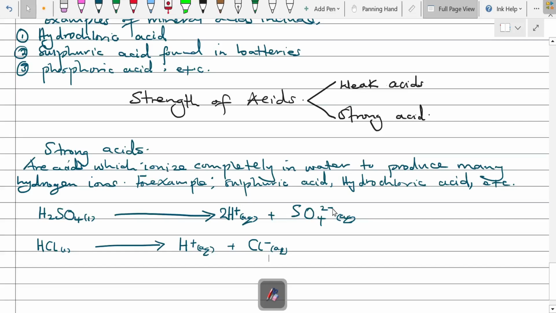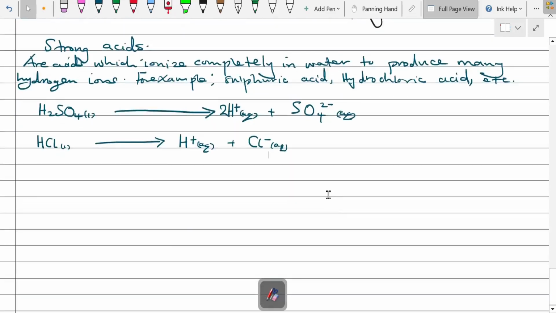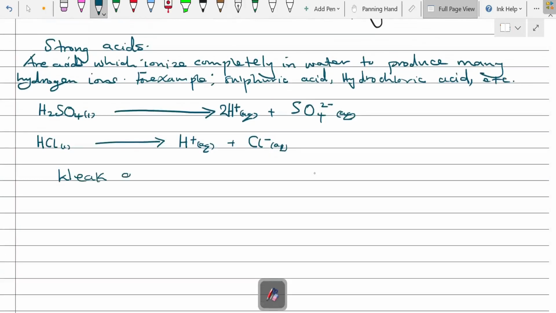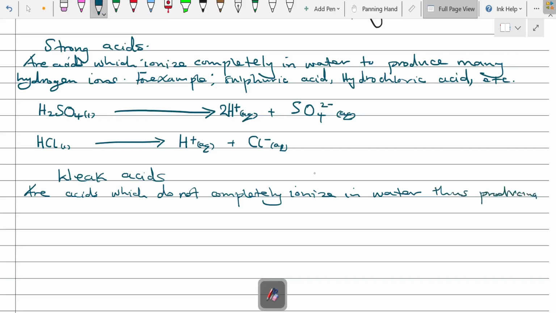Alright, having talked of the strong acids, let's also talk about the weak acids. And what are they? These are acids which do not, it's just the opposite of the other one, which do not completely ionize in water, thus producing fewer hydrogen ions.